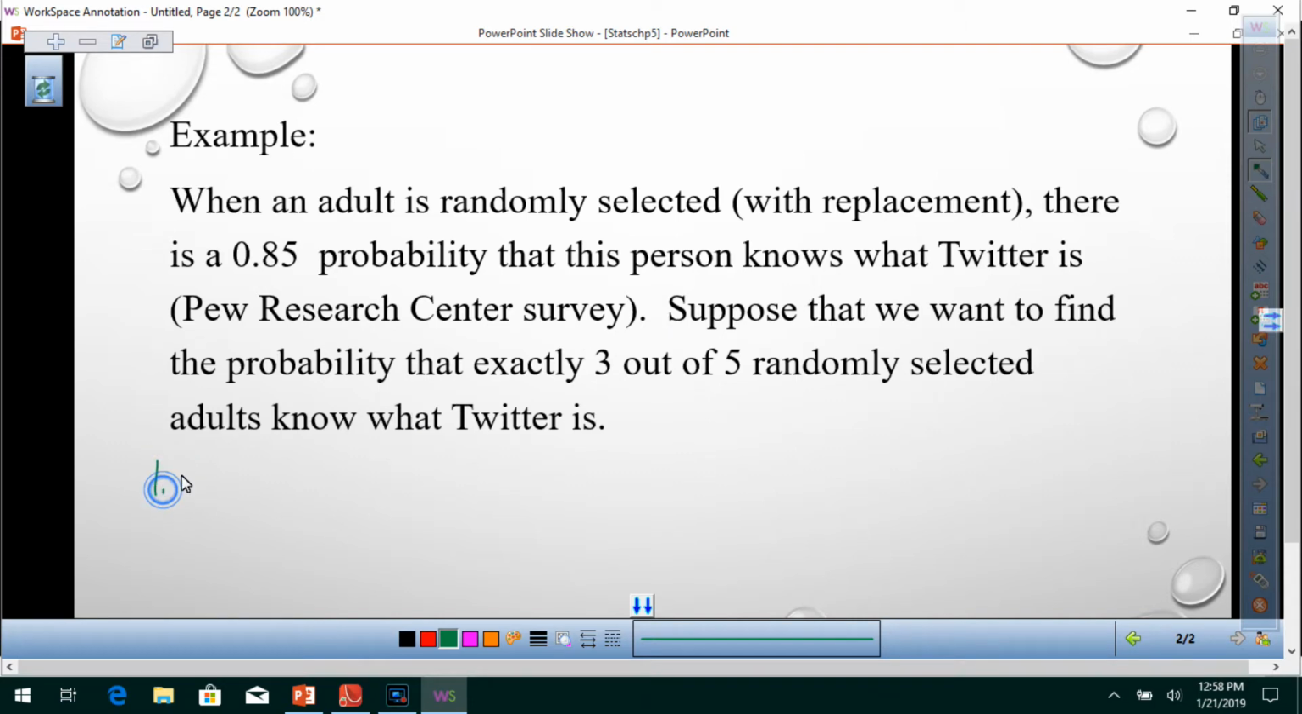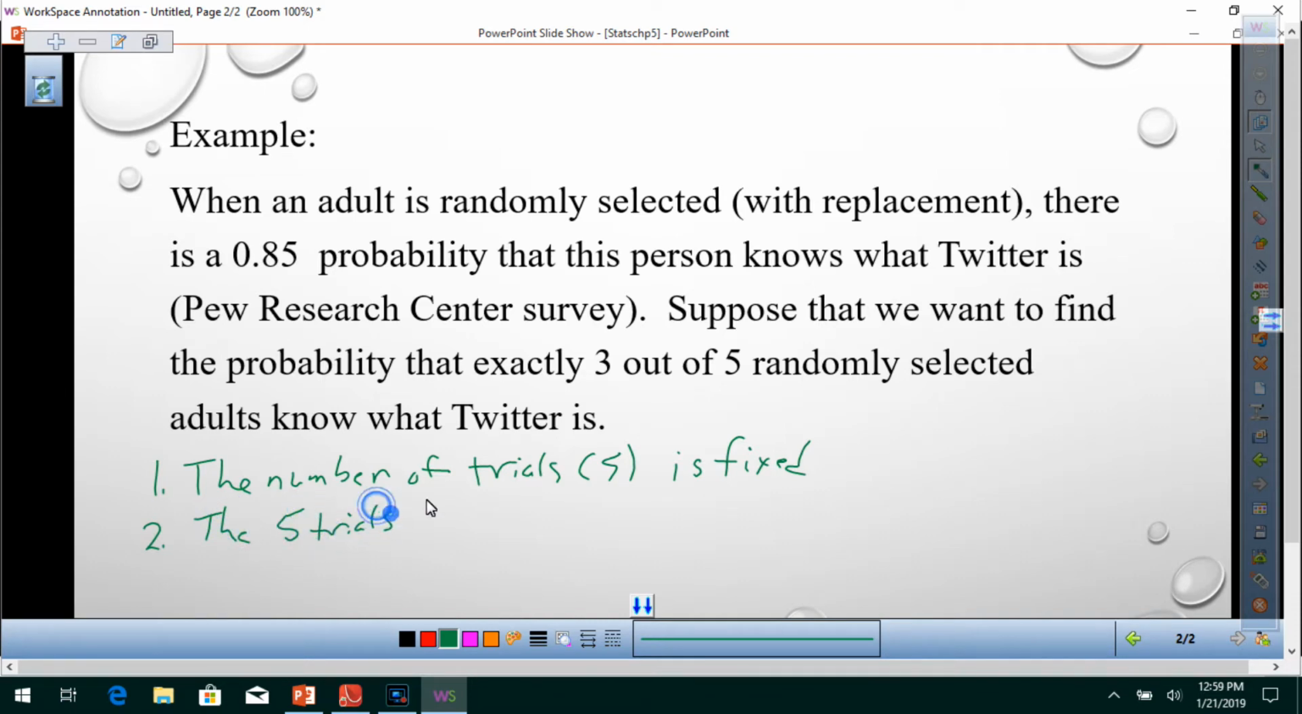So the first requirement, the number of trials. In this case, it's 5. It's fixed. The second one, the 5 trials are independent because the probability of any adult knowing Twitter is not affected by results from the other selected adults. So the 5 trials are independent.